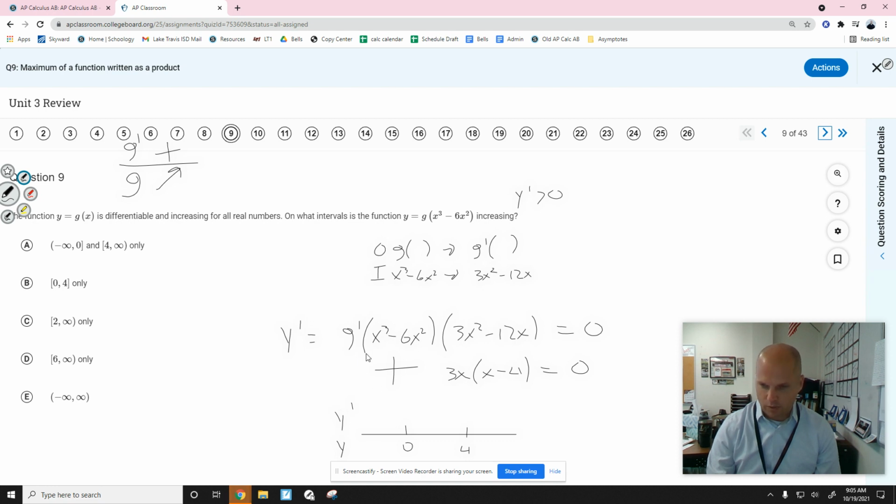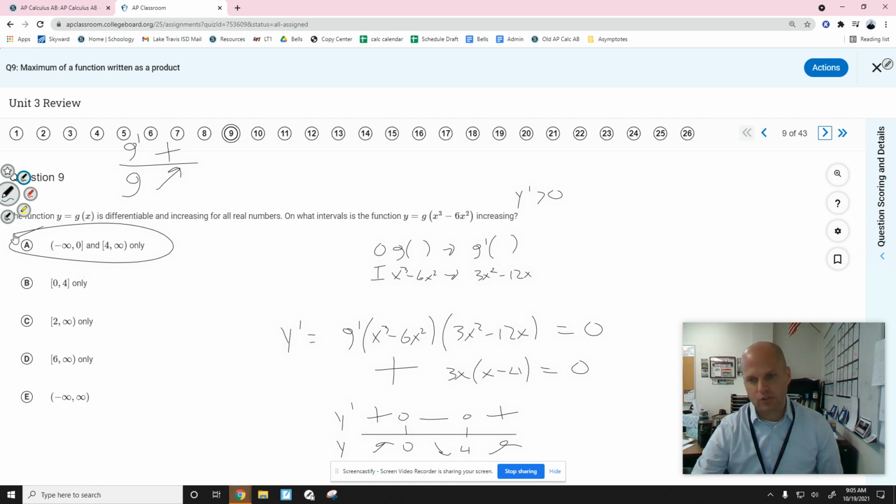Now again, g prime is always positive because g is increasing. So this is positive, positive times a positive times a positive. Plug in 2, positive, positive, negative. Plug in negative 1, positive, negative, negative. That means y is increasing, decreasing, increasing. When is y increasing? When x is less than 0 and x is bigger than 4. That's this one. This is a tricky problem.